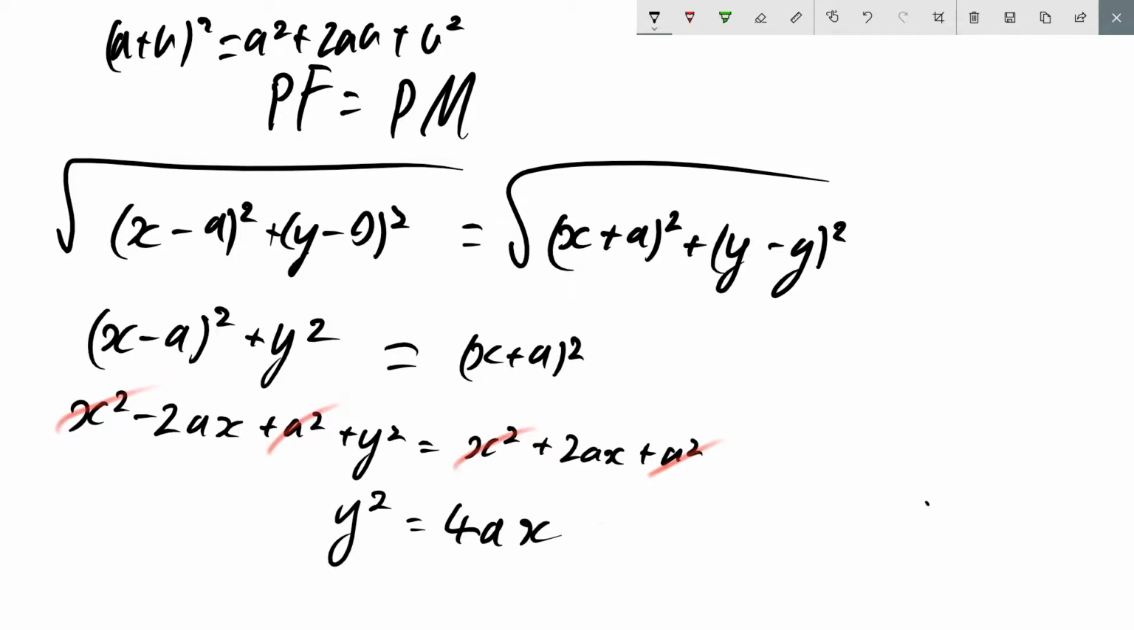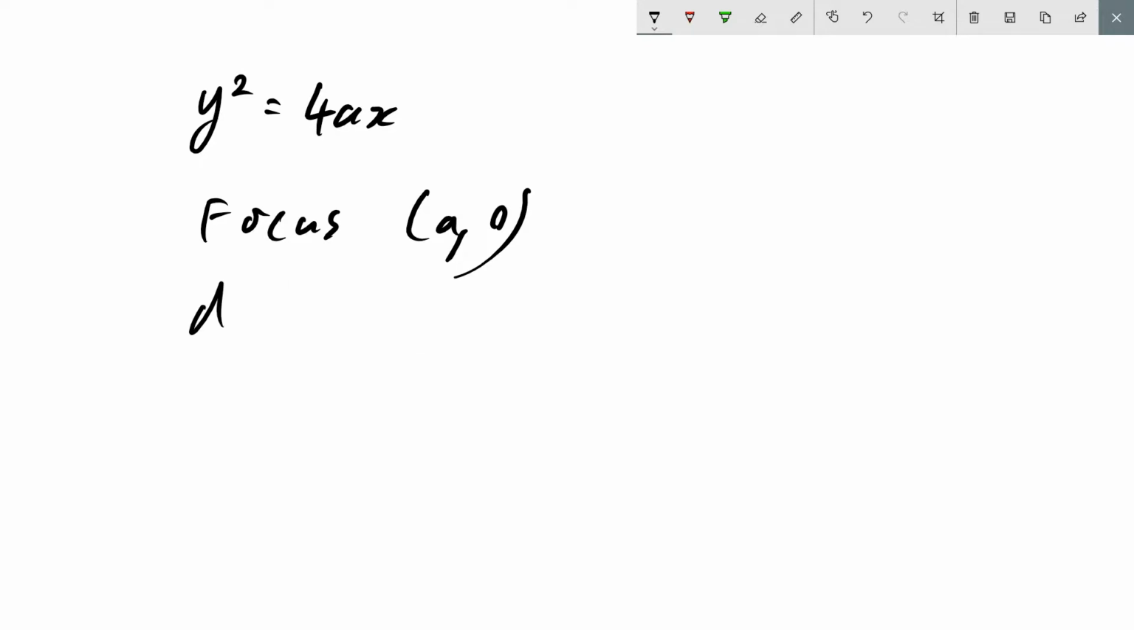Here's our form. So if that's our general equation here, in general, y squared equals 4ax, our focus is going to be a comma 0, and our directrix is x equals negative a. With this in mind, let's do an example.